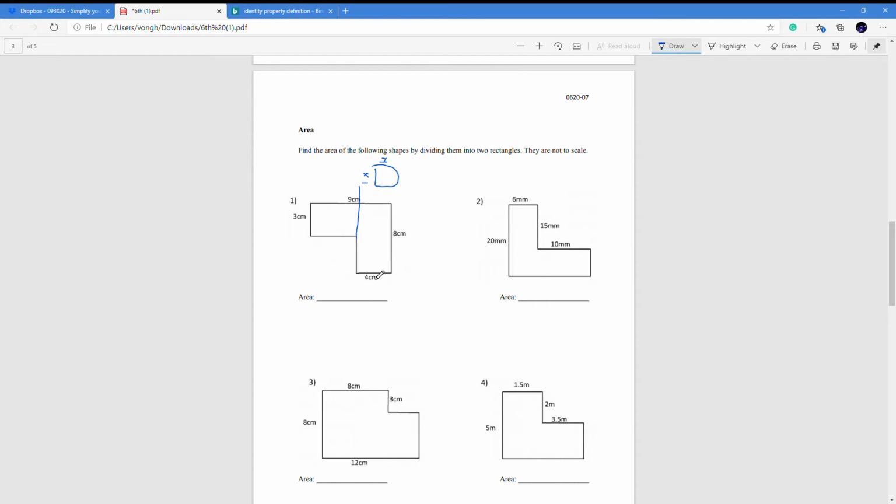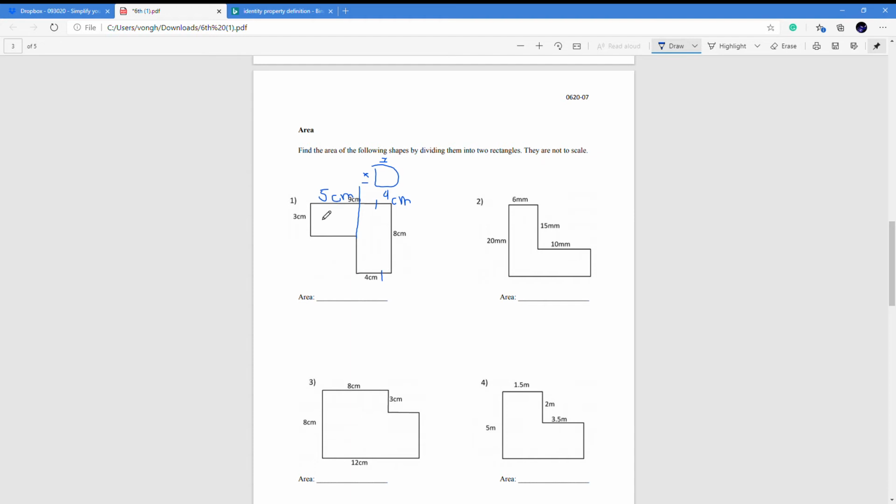And now, if you notice, this length right here and this length right here will be equal because we split it right here. So this area is going to be 4. And what's 9 minus 4? That's 5. So this area is 5.